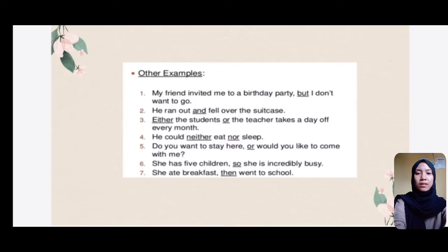Three, either the student or the teacher takes a day off every month. Four, he could neither eat nor sleep. Five, do you want to stay here or would you like to come with me? Six, she has five children, so she is incredibly busy. Seven, she ate breakfast, then went to school.